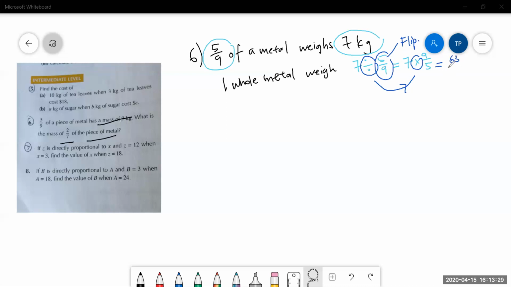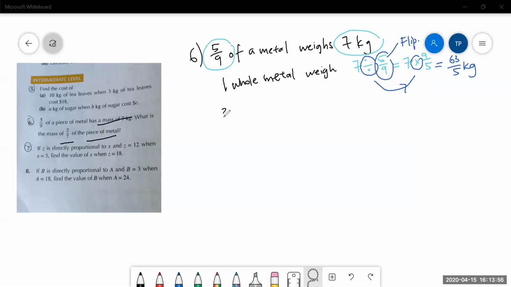You don't need to use a calculator. 7 times 9 over 5 is equal to 7 times 9 over 5. 7 times 9 is 63. 5 remains as 5. Make sense to you? So we know one whole metal weighs 63 over 5 kg. Can we carry on?